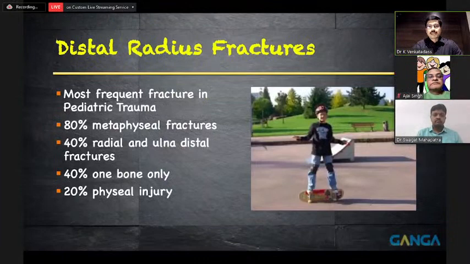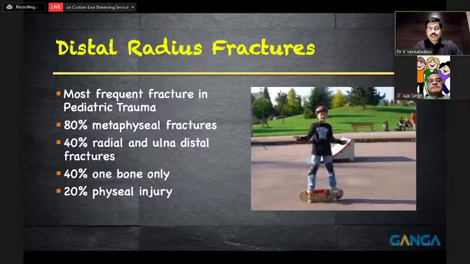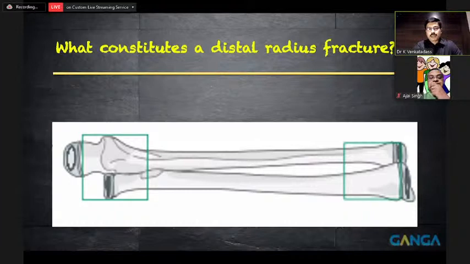So distal radius fracture is undoubtedly one of the most common fractures in any pediatric trauma unit. 80% of distal radius fractures are metaphyseal fractures. About 40% of them will have an associated ulnar fracture, like a both bone fracture, 40% have a single isolated bone fracture, and 20% have a physeal injury. Incidentally, distal radius physeal injury is one of the most common physeal injuries we encounter in pediatric orthopedic fractures.